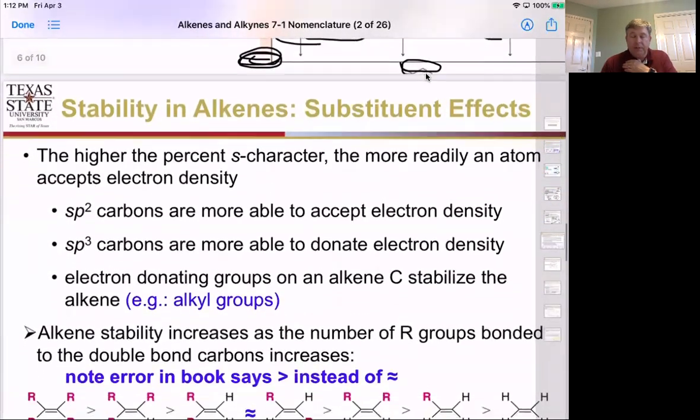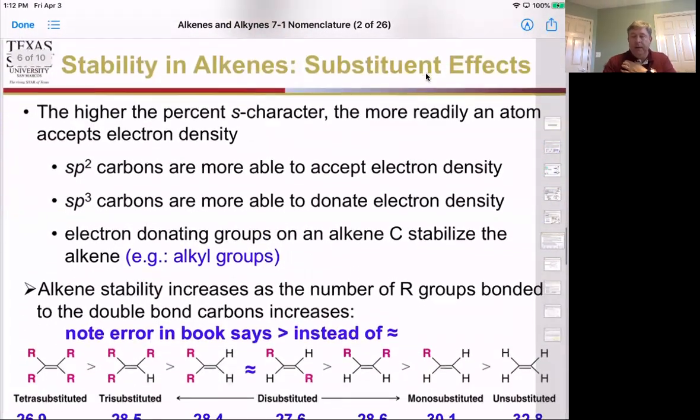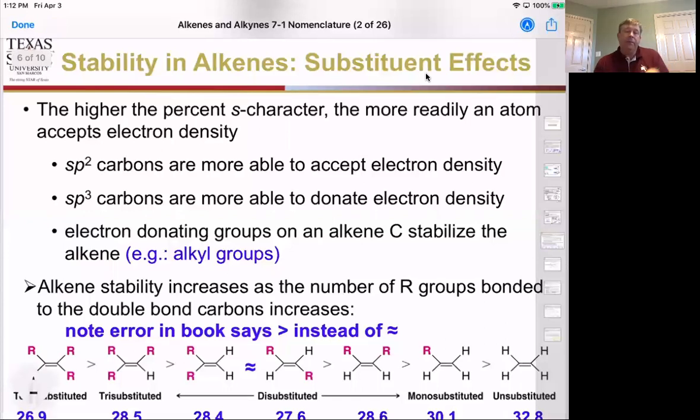Okay, so let's talk about why this is true, okay? So we can measure it, and now we have to theorize on why it's true. So the idea here is that the higher the percent S character in a bond, the more readily the atom accepts electron density.